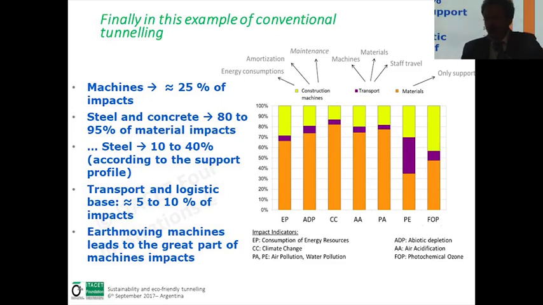The material we need to build the tunnel is 65% of the total amount of consumption of energy resources. The work for the machine energy is about 30%. And 5% is the transport of machines, of material, or other kinds of transport. And so we can do that for all of the indicators.